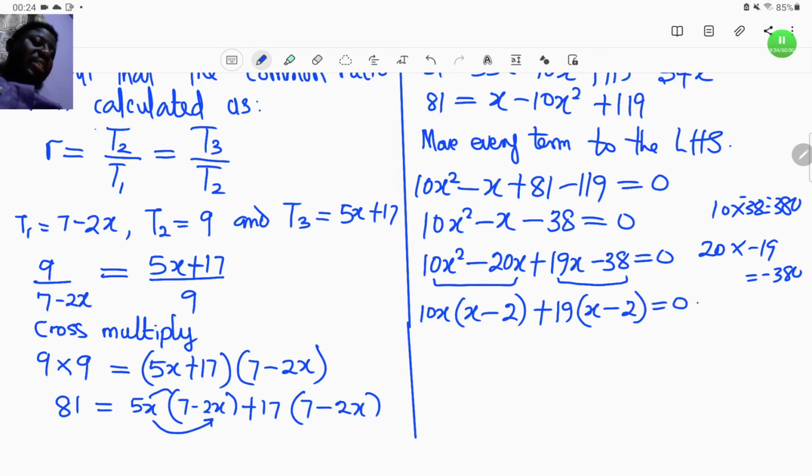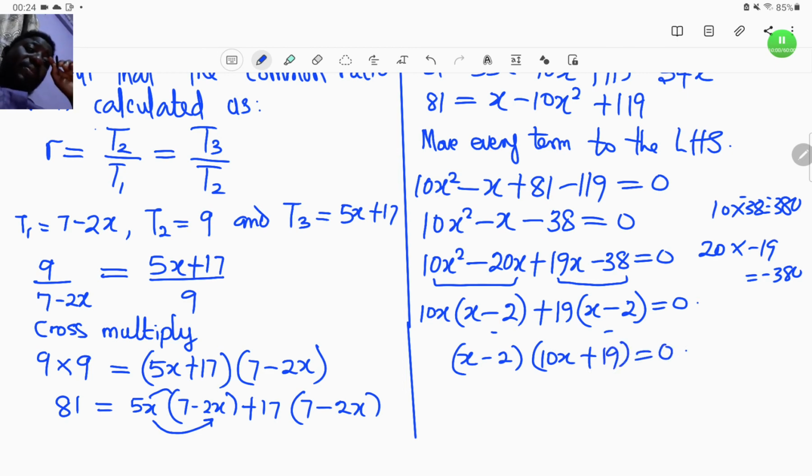Whenever we get to this stage in the quadratic equation, our brackets must be the same thing. As our brackets are the same thing, it means our work is very, very correct. We now hold one bracket constant, x minus 2, as well as the other will now be in another bracket. 10x, the one outside, will be in another bracket, plus 19 equal to 0. You see that the first bracket is multiplying the second bracket.